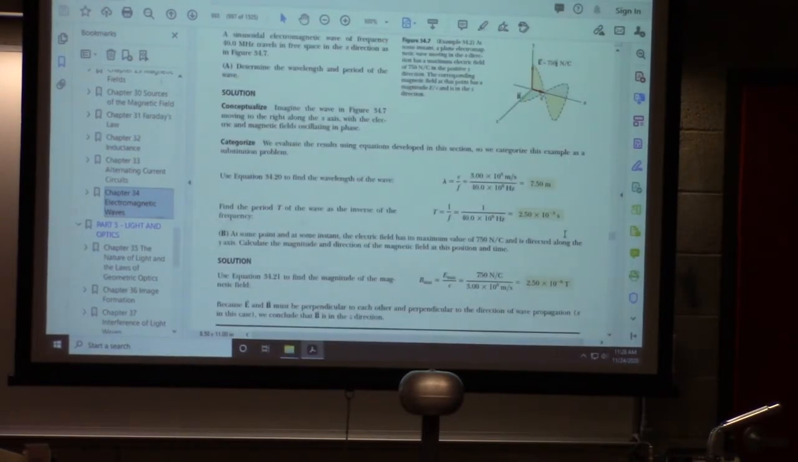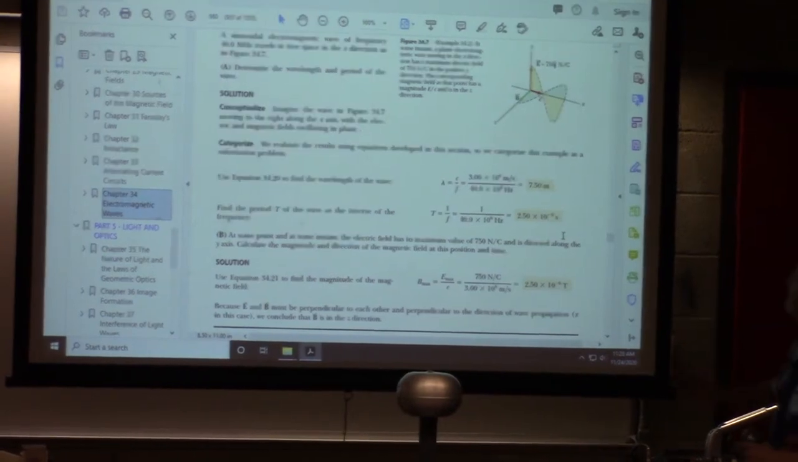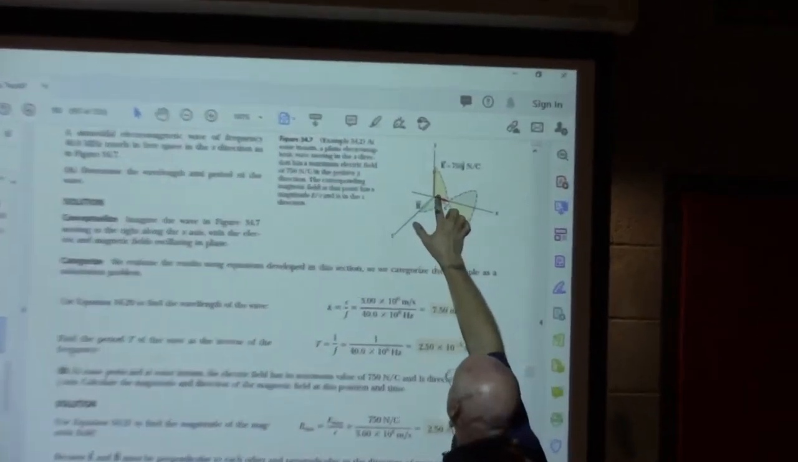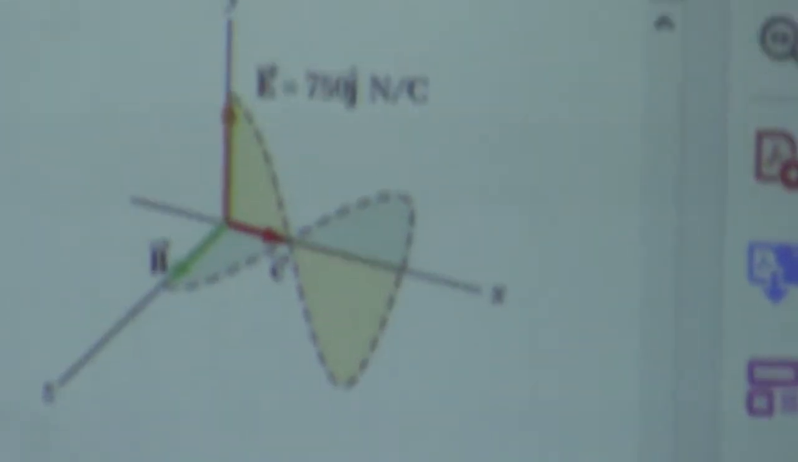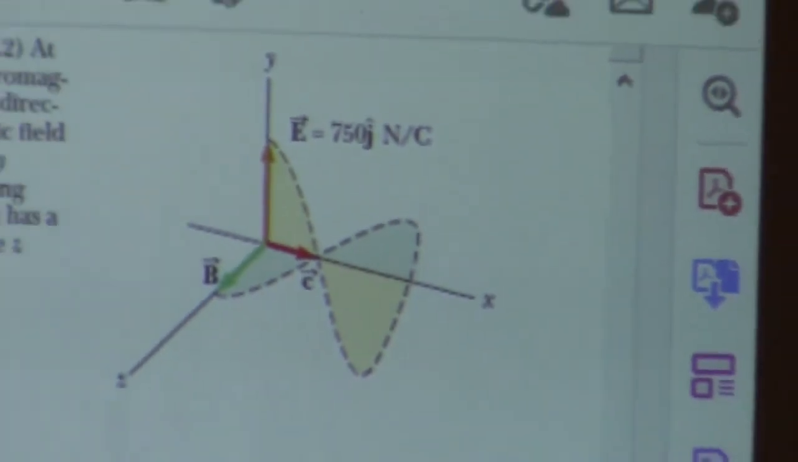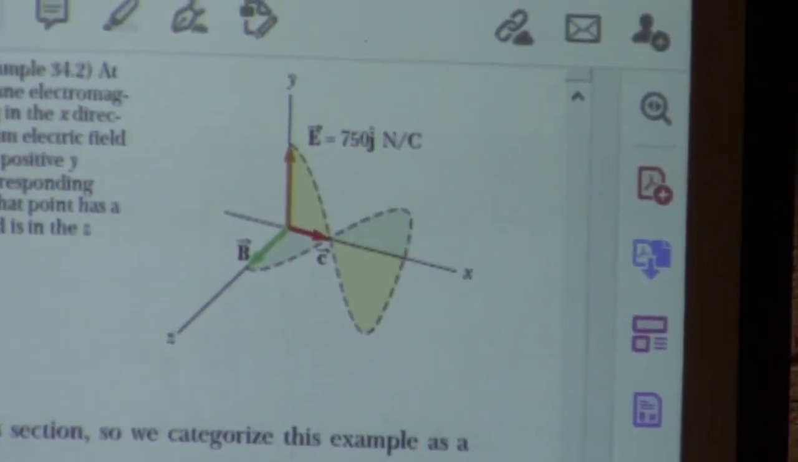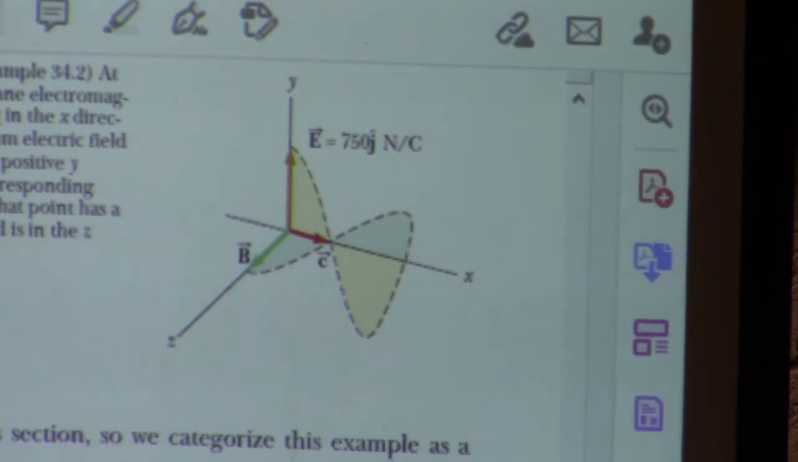But he's trying to say, and so here it is again, that there's an electric field and a magnetic field, and they're perpendicular to each other. And then this pattern moves in a direction perpendicular to that. And it moves at this speed, c.